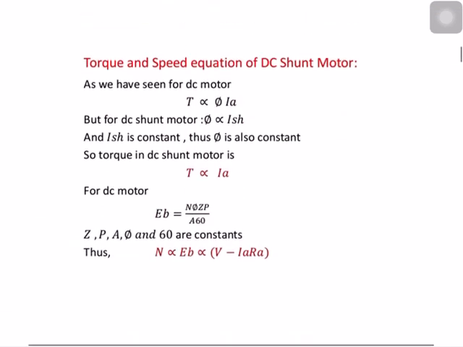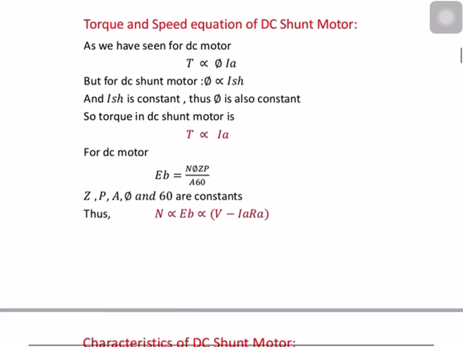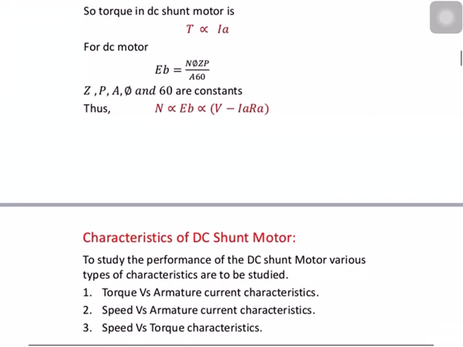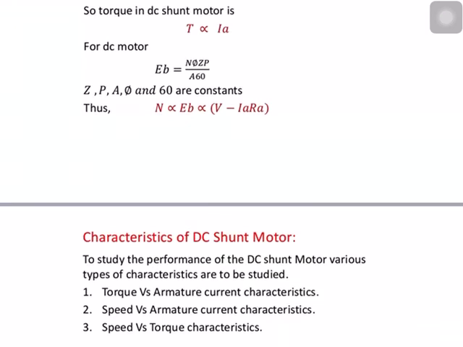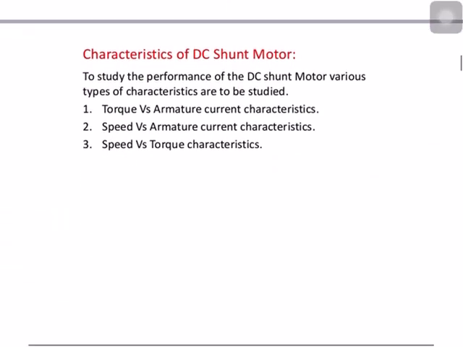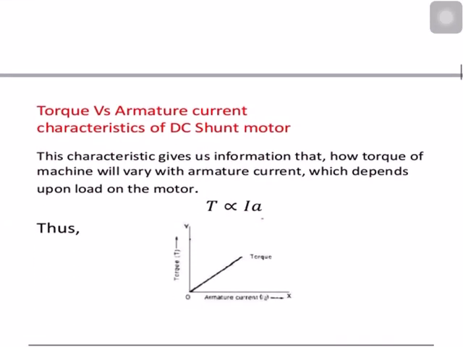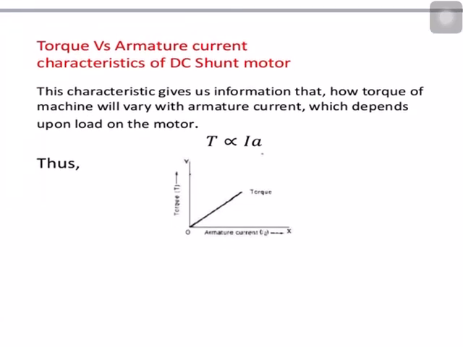First one, torque versus armature current characteristics. So T is directly proportional to Ia. Second one, speed versus armature current characteristics, where N is directly proportional to V minus Ia Ra. Third one, speed versus torque characteristics. So these are the main characteristics of the DC shunt motor. First, let us move to torque versus armature current characteristics of the DC shunt motor.